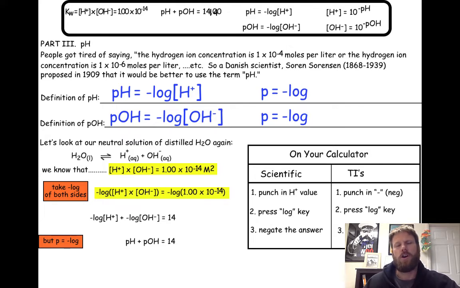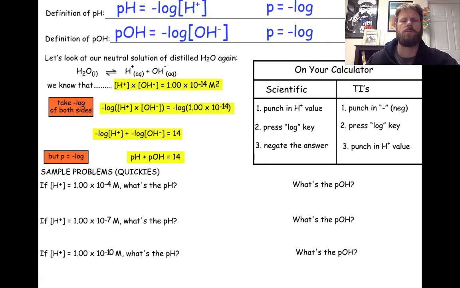So then negative log of H plus is pH, negative log of OH minus is pOH, so we can get another equation that can become useful for us when doing acid-base calculations. pH plus pOH is 14, and then pH is the negative log of the H plus concentration, and pOH is the negative log of the OH minus concentration. Let's take a look at some quickies involving these equations.